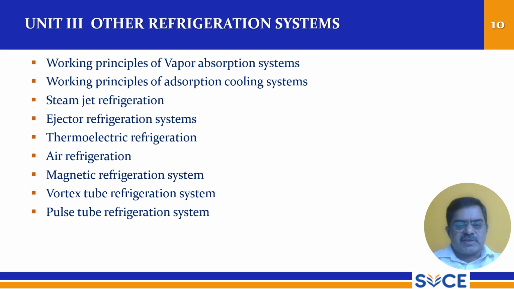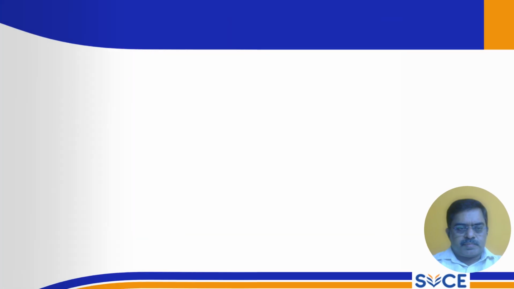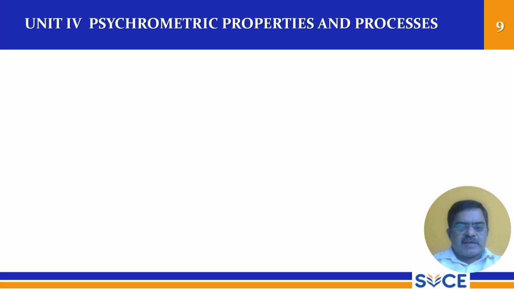So this is the content we are going to discuss in unit 3, and this will be a little interesting unit. We can go through all the topics leisurely. As part of unit 4, we are going to discuss psychrometric properties and processes.